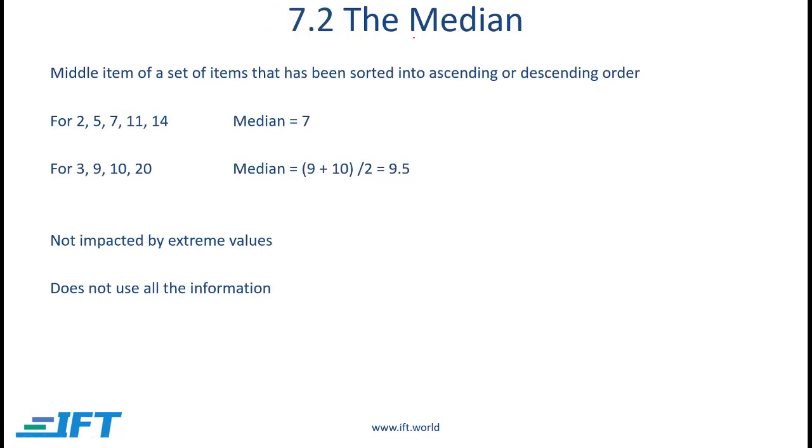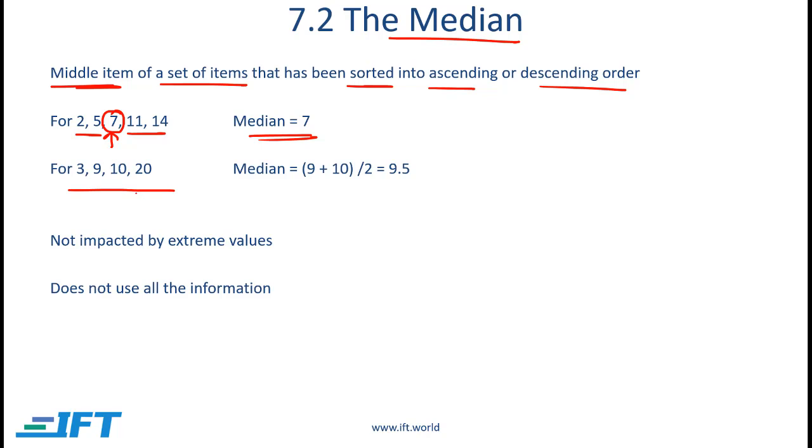From mean, we move to the median. The median is the middle term of a set of items that have been sorted into ascending or descending order. So for example, if we have these numbers 2, 5, 7, 4, 11, they are already sorted in ascending order. We have an odd number. So with an odd number, the middle term is fairly obvious. We have 2 on the left, 2 on the right. So that's an equal number of items. The middle number is the median.